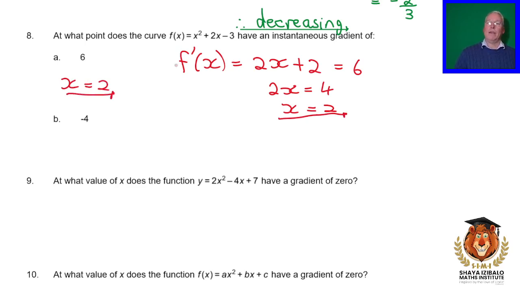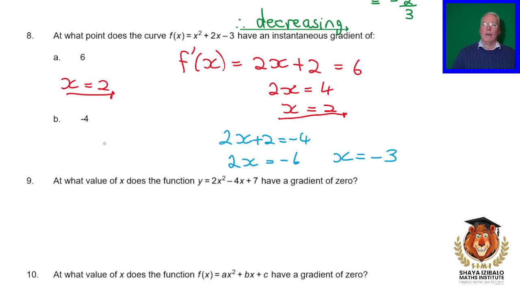Our answer for B, we want the gradient now to be negative 4. When is our gradient, 2x plus 2, when is that equal to negative 4? Now we're going to subtract 2 from both sides, we get 2x equals negative 6. We're going to divide both sides by 2 and we get x equals negative 3. Right, so our answer for B is x equals negative 3.